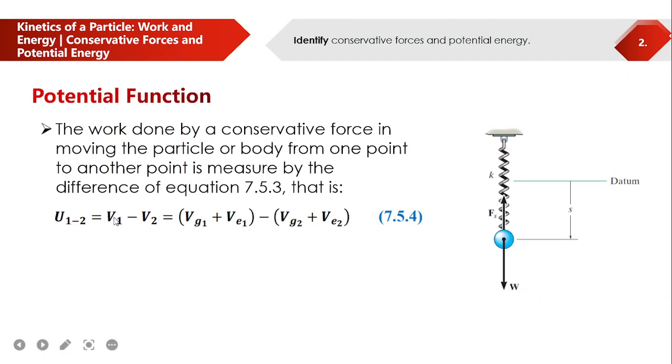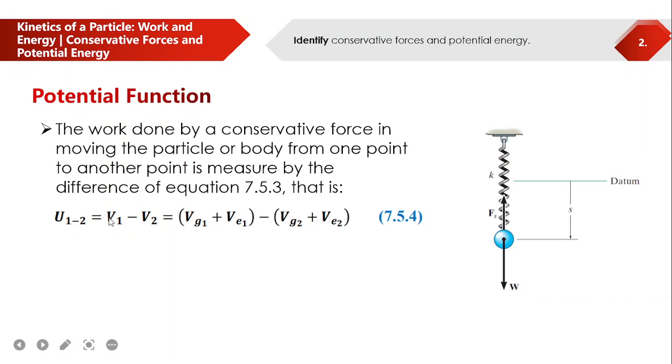But here, it should be the potential function na, yung sum ng dalawa, okay? So that will be your work done by a conservative force is equal to V sub 1 minus V sub 2, which is V sub 1 is equal to V sub G sub 1 plus V sub E sub 1, minus V sub G sub 2 plus V sub E sub 2. Okay? Wag kayo ma-confuse. Okay?